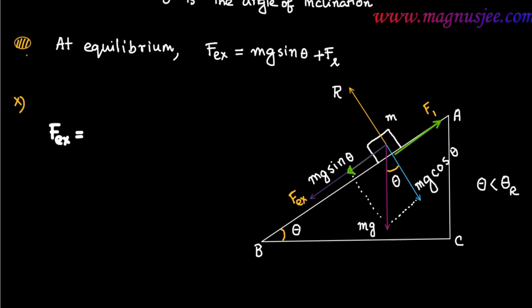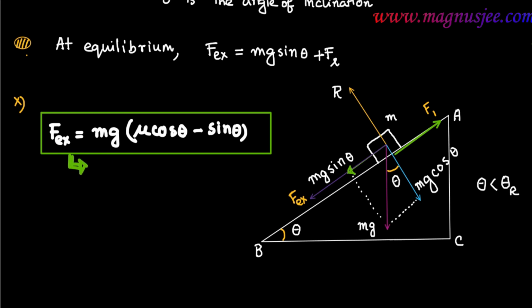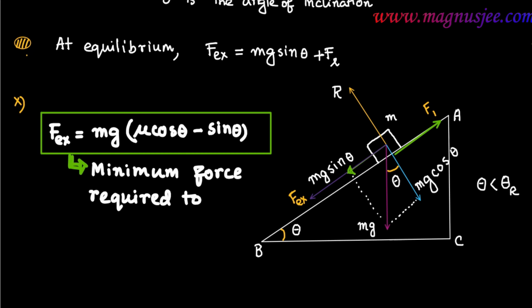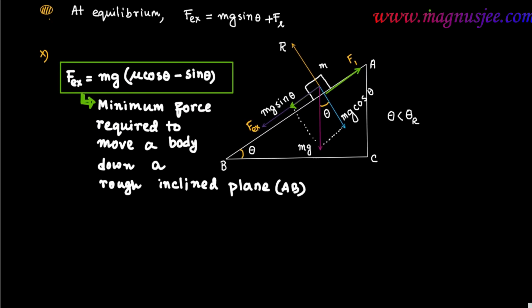Number 10 formula. We have to find the expression of force required to move a body down an inclined plane. Fex is equal to mg (mu cos theta minus sin theta). Fex is the minimum force required to move a body down a rough inclined plane. Fex equals mg (mu cos theta minus sin theta), where mu is the coefficient of static friction.